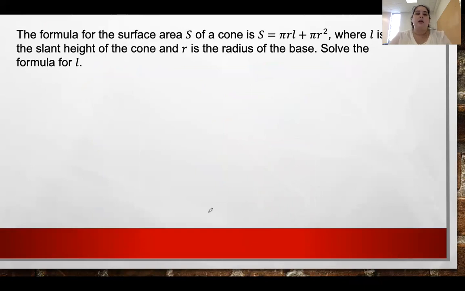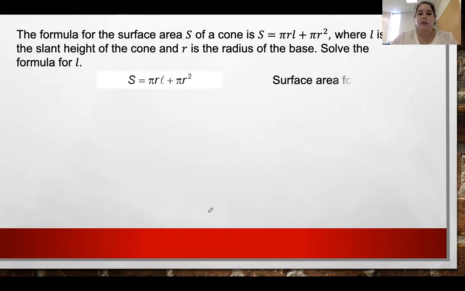So we have the formula for the surface area S of a cone is S equals pi RL plus pi R squared, where L is the slant height of the cone and R is the radius of the base. So solve the formula for L. All they want here is for you to isolate L to get it in terms of L equals yada, yada, yada. I don't care what yada, yada, yada is. It can still have letters. It can be a number. In this case, it's still going to have variables in it as well as pi.